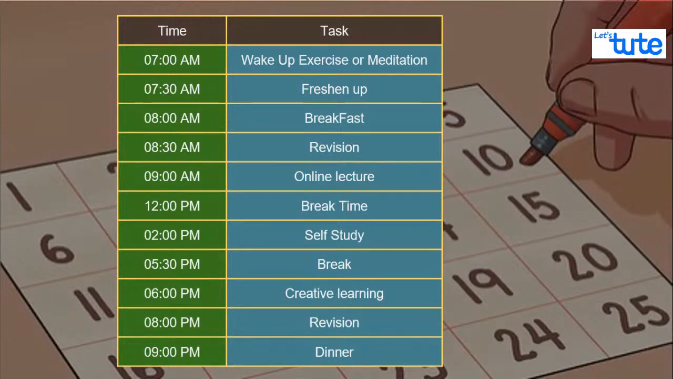Yes, a lot of people have an online lecture from 9 to 12. That is the ideal online lecture timing. That's why I've made this.